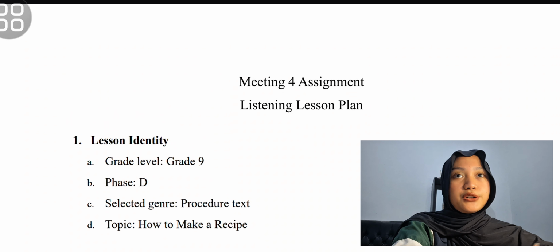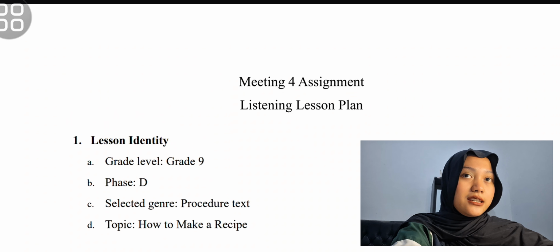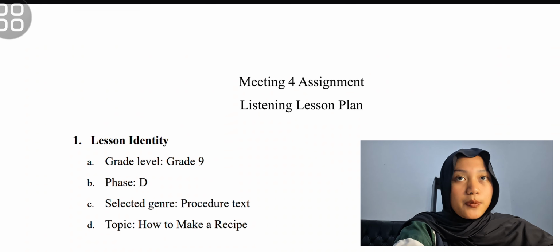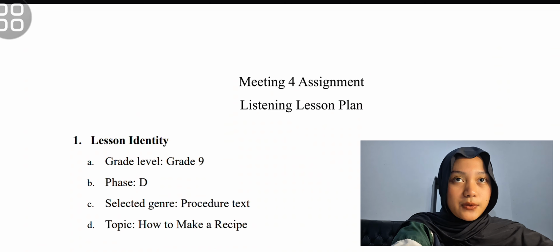The first one is lesson identity. For this lesson plan we have the grade level, grade 9 in junior high school, which is Phase D, and the selected genre that I chose is procedural text, and the topic is how to make a recipe.